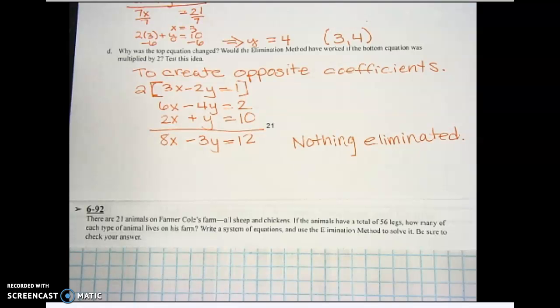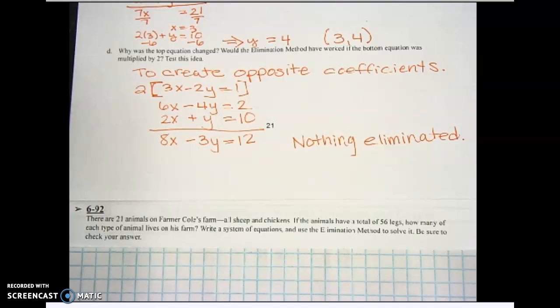It says there are 21 animals on Farmer Cole's farm, all sheep and chickens. If the animals have a total of 56 legs, how many of each type of animal live on his farm? Write a system of equations and use the elimination method to solve it. Be sure to check your answers.